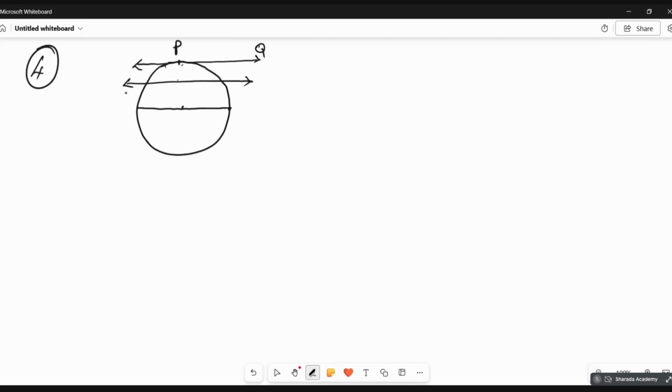So these two are parallel. XY is a secant which intersects the circle at 2 points. So XY is a secant, and PQ is a tangent. A tangent is the one which touches the circle at only 1 point, or intersects the circle at only 1 point. A secant is the one which intersects the circle at 2 points.